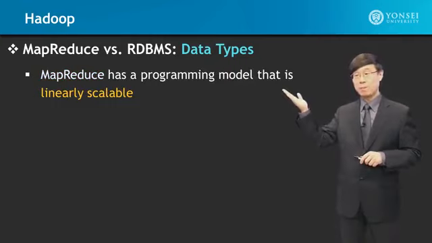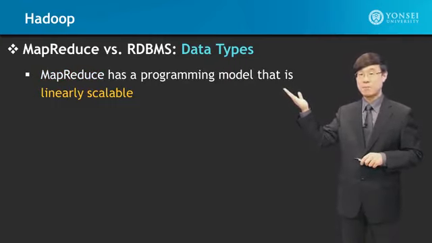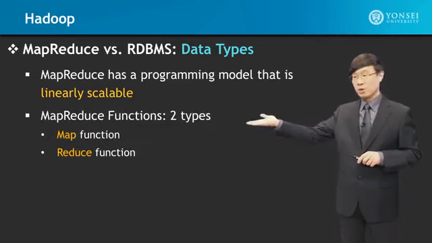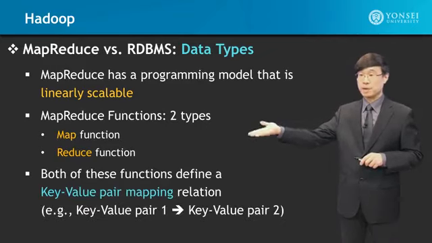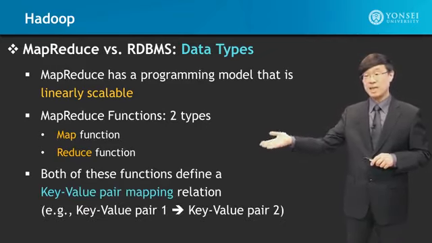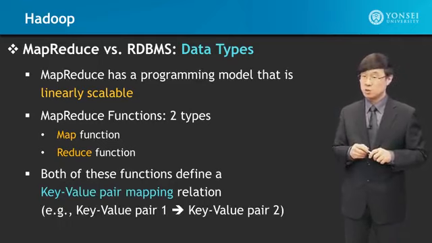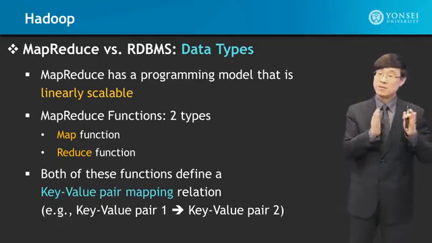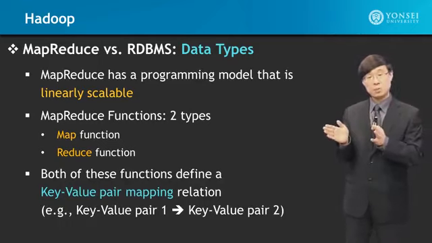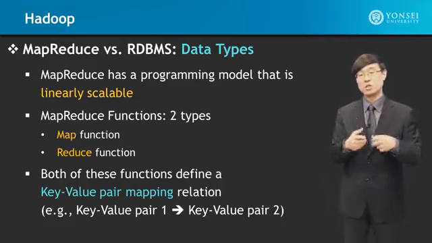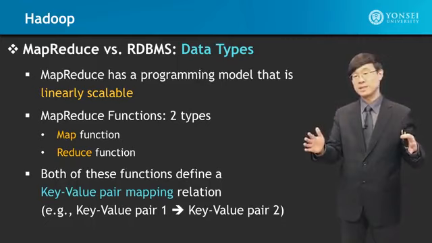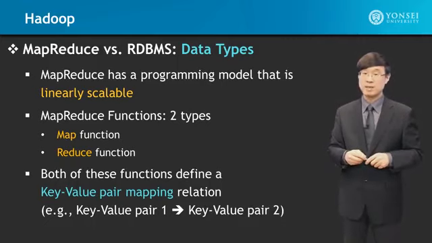MapReduce has a programming model that is linearly scalable, which is a true advantage of MapReduce and Hadoop. There are two function types, map function and reduce function, and in the following lecture we will talk much more about these. Both of these functions define a key value pair that is used. So we have key value pair 1, key value pair 2, and these are the extracted values and information that we do from the overall data set that we are analyzing in our big data engine.